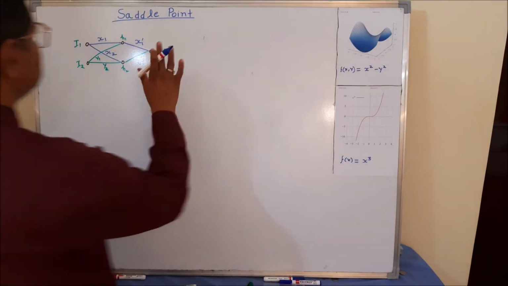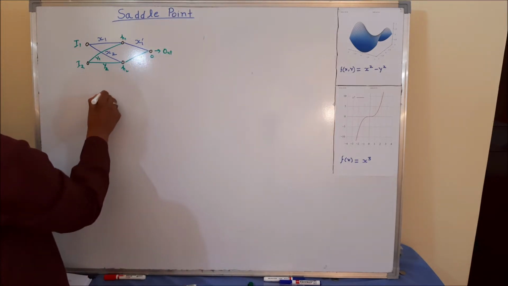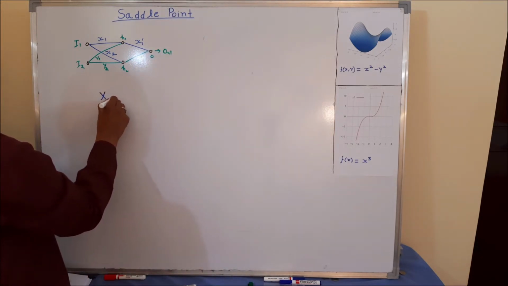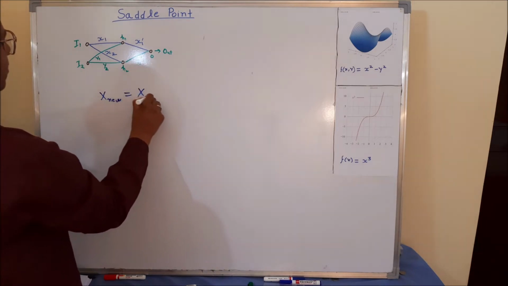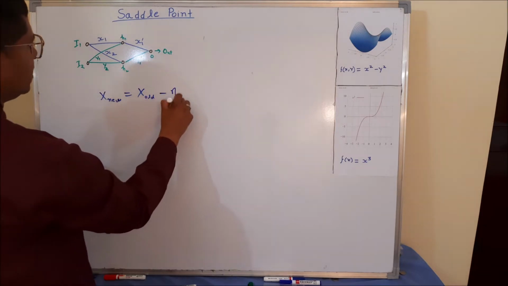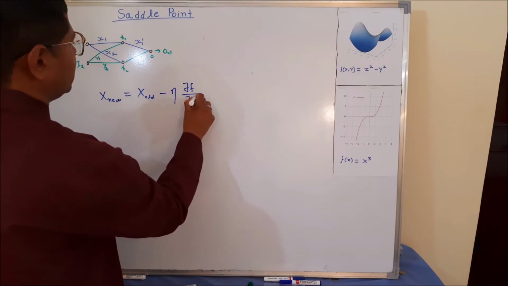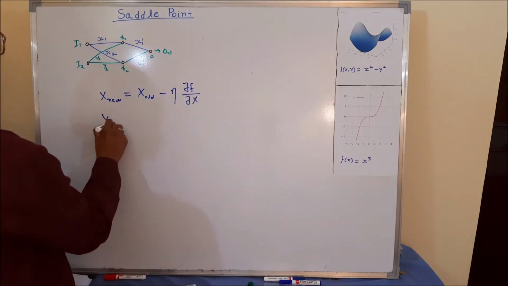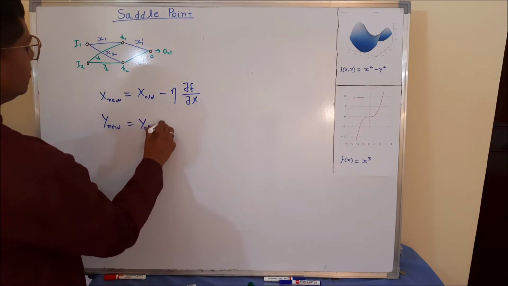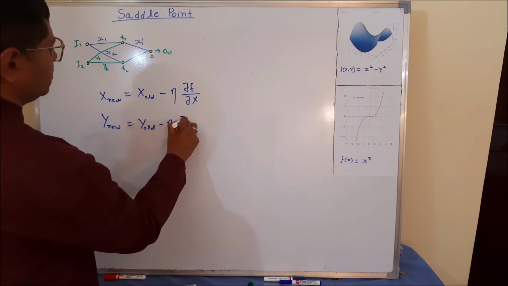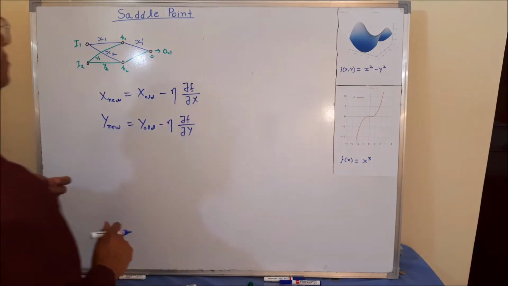In traditional deep learning based architectures, where we use gradient descent based methods, we learn the new value of any neuron by using the old value of that neuron minus the learning rate times del f with respect to del x. And suppose we have another variable, then we learn its weight as y old minus learning rate times del f with respect to del y. So this is the process to learn.